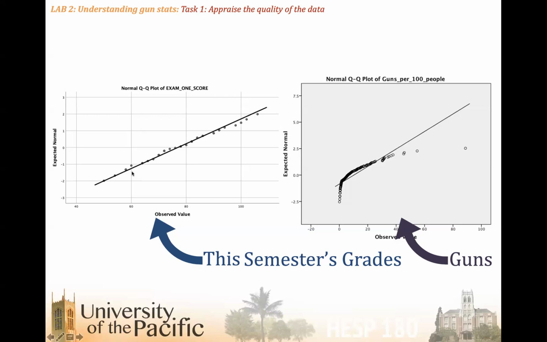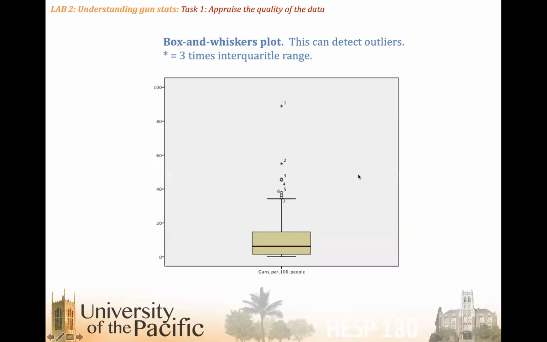But so this is this year's grades. This is our first exam. It tracks the line pretty well. Our quintile expectation and what we observed is pretty similar. This is guns. That's not what you want to see. Now the box and whiskers plot, I'm not going to make you understand this on a test either. I'm not going to make you report this.